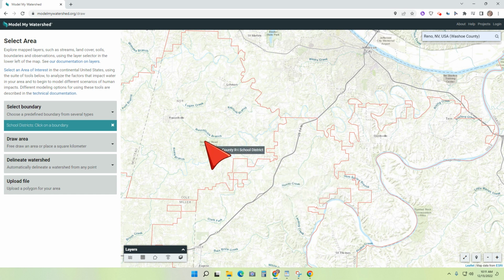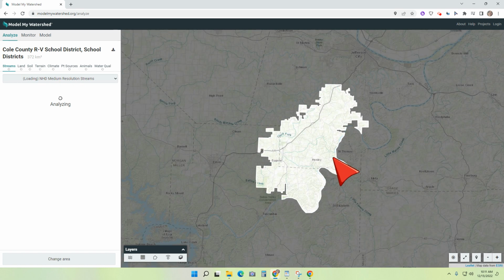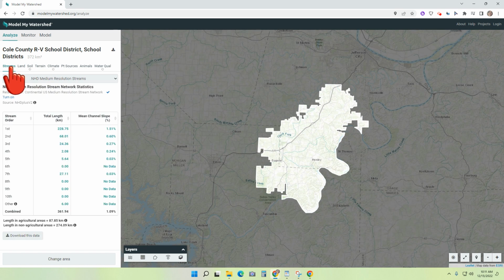What I do like about this model as well is that you can see the rivers and you can see the topography of the area. So you can really see those higher elevations and almost understand that watershed just by looking at those topographical maps. But we'll pick Honey Creek here. And so we can see the outline of that school district, and it gives us the same kind of information.